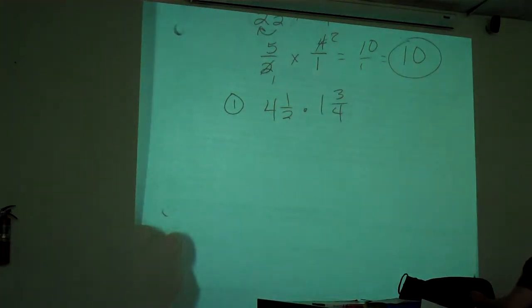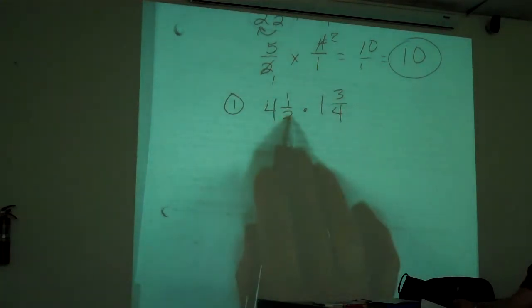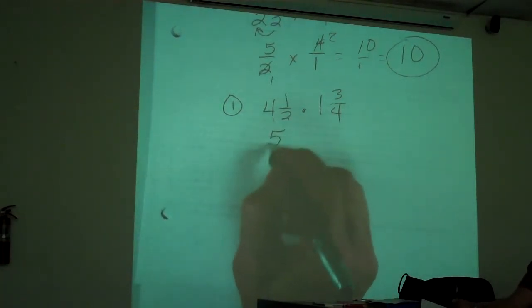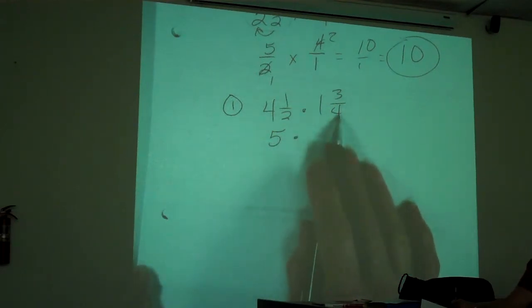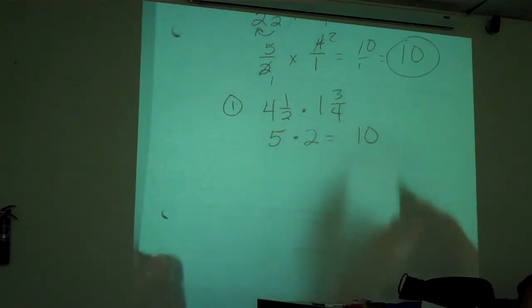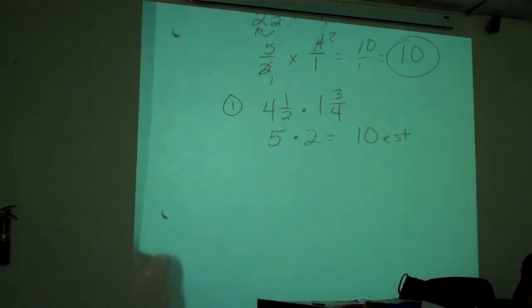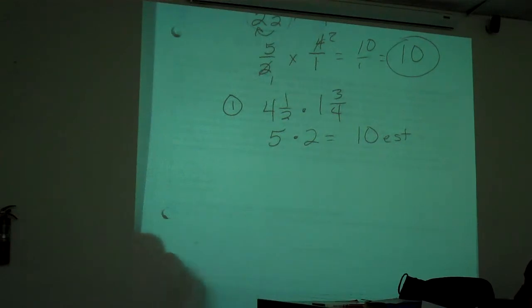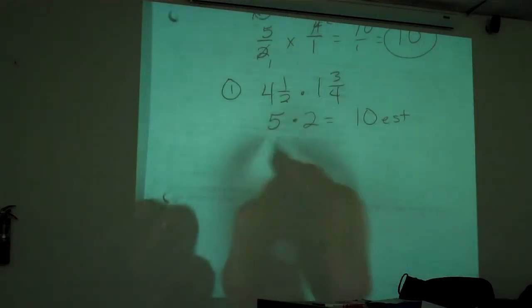If it's a half or bigger, go to the next one. 1/2, that's half or bigger, so go to 5. Just 5, the nearest whole one. 3/4 is more than a half, so make that 2. The estimate is 10. Okay? It isn't that hard.